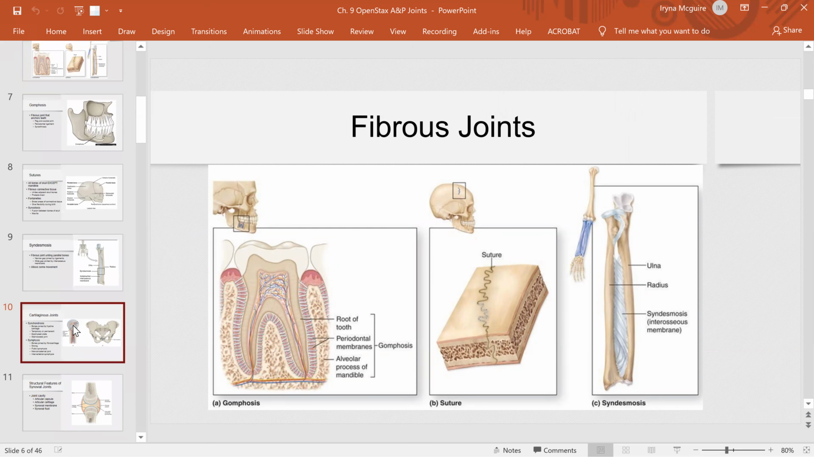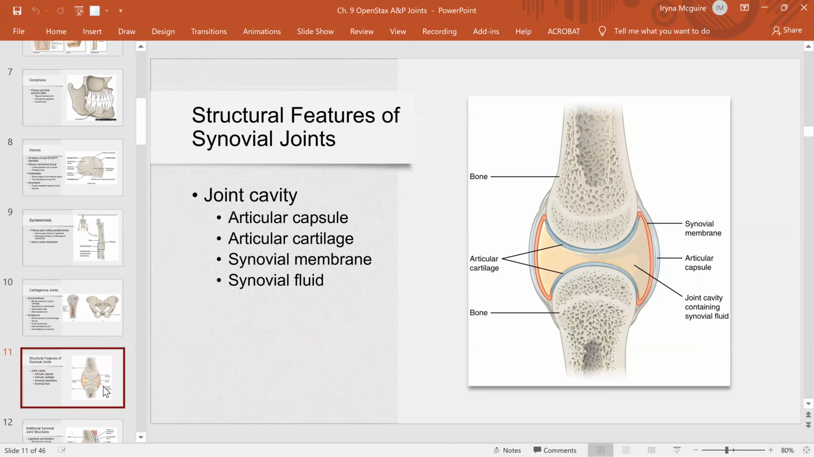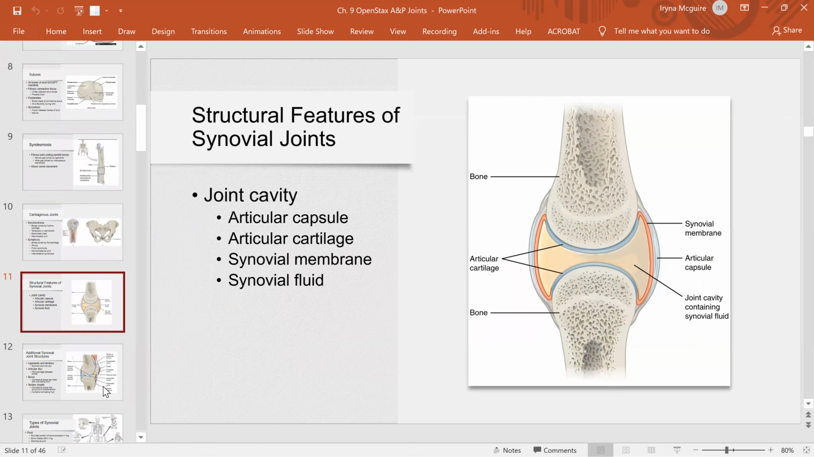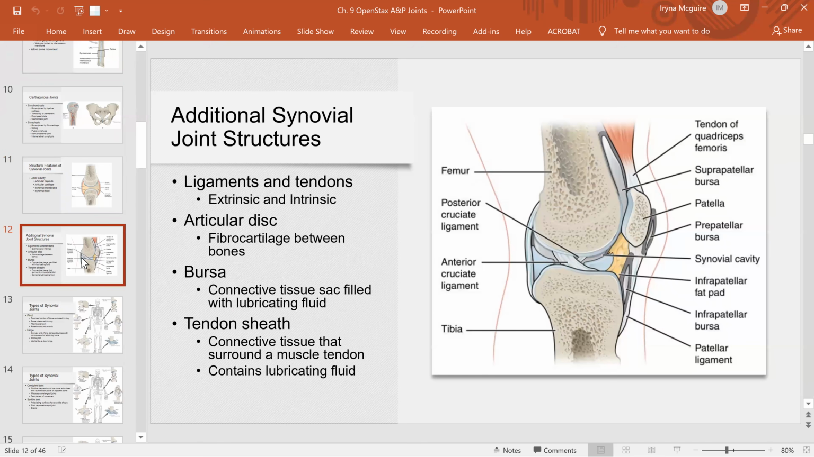Now, if it's cartilage, then what cartilage is that? Is it hyaline cartilage? Synchondrosis. Is it fibrocartilage? Then it's symphysis. And of course, synovial joints have a pretty complicated structure, with features common to all synovial joints and some extra additional structures that we covered as well.